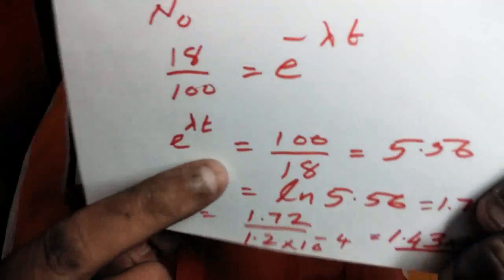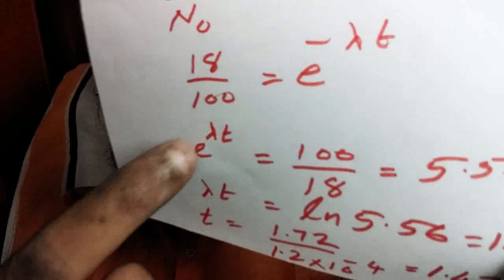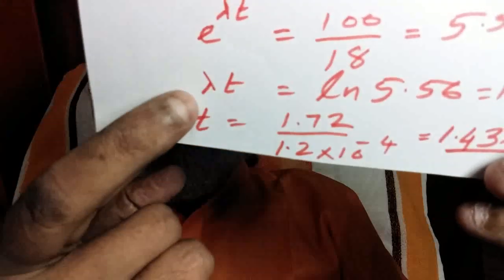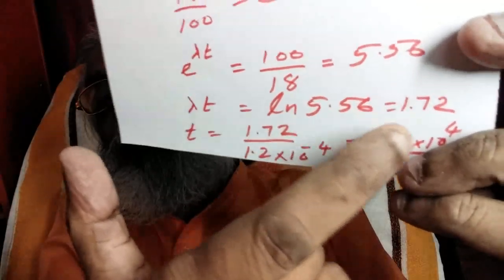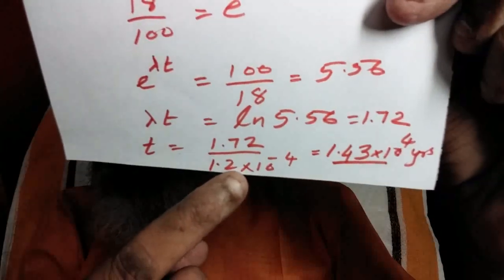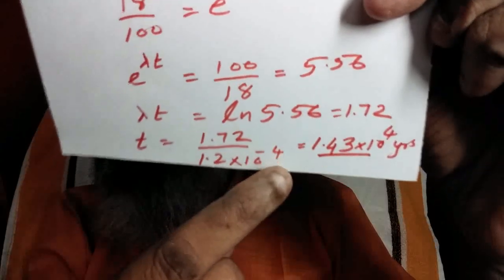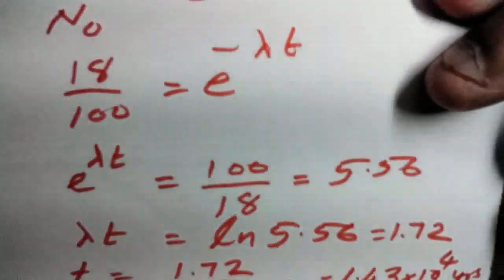Just take the reciprocal of this. So 1 by e raised to minus lambda t is e raised to plus lambda t, equals the reciprocal, 100 by 18, which is 5.56. Take the natural logarithm, so lambda t equals natural logarithm of 5.56, that is 1.72. Then t equals 1.72 by lambda, that is 1.2 into 10 raised to minus 4. The answer is 1.43 into 10 raised to 4 years. That is the answer.